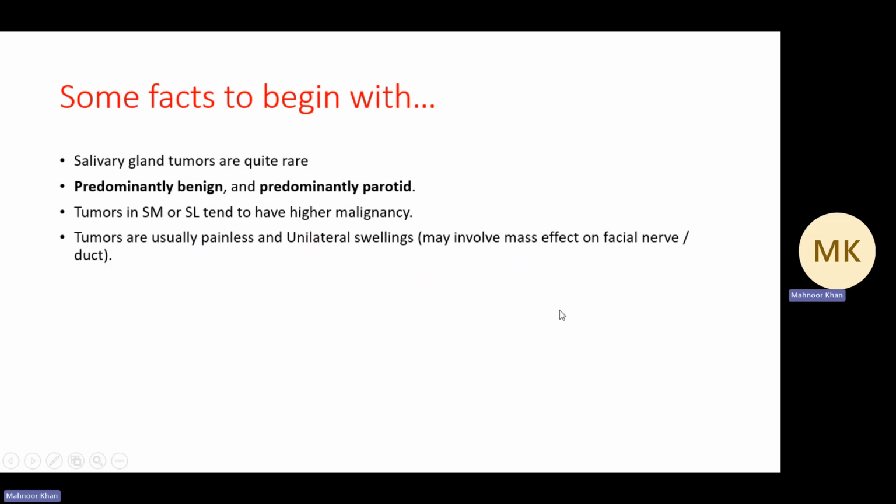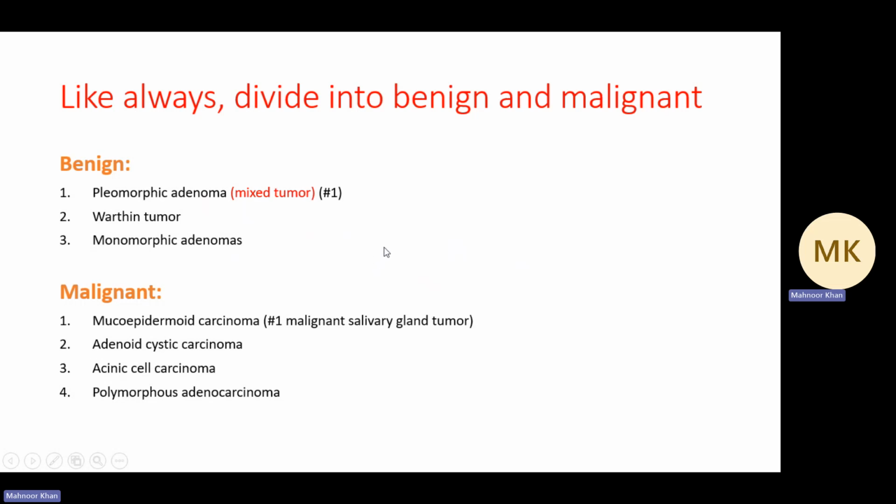Right. So like always, we divide it into benign and malignant. The benign salivary gland tumors are, number one, the most common one, pleomorphic adenoma. Second, Wharton tumor, and third, you can mention monomorphic adenomas. But these two are very important to be mentioned.